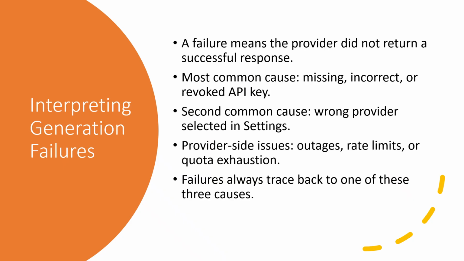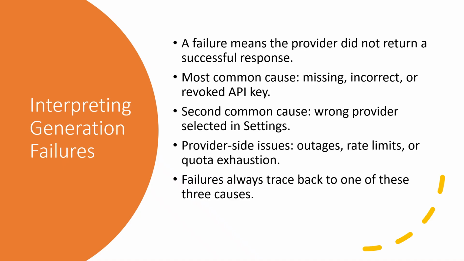When a generation failure occurs in PreseMaker, it means a request was sent to the active AI provider, but a successful response was never received. Every failure you encounter will trace back to one of three root causes, and knowing them helps you move quickly to a fix. The most common cause is a problem with the API key itself.